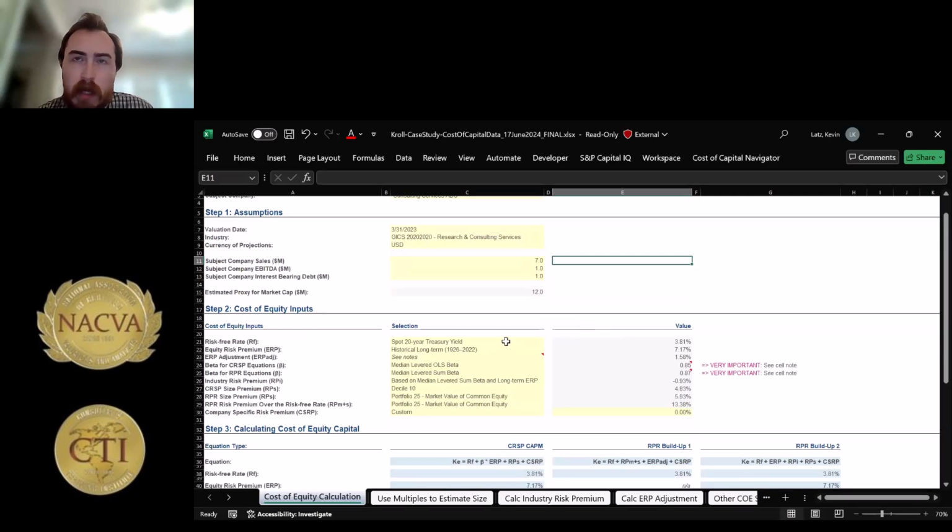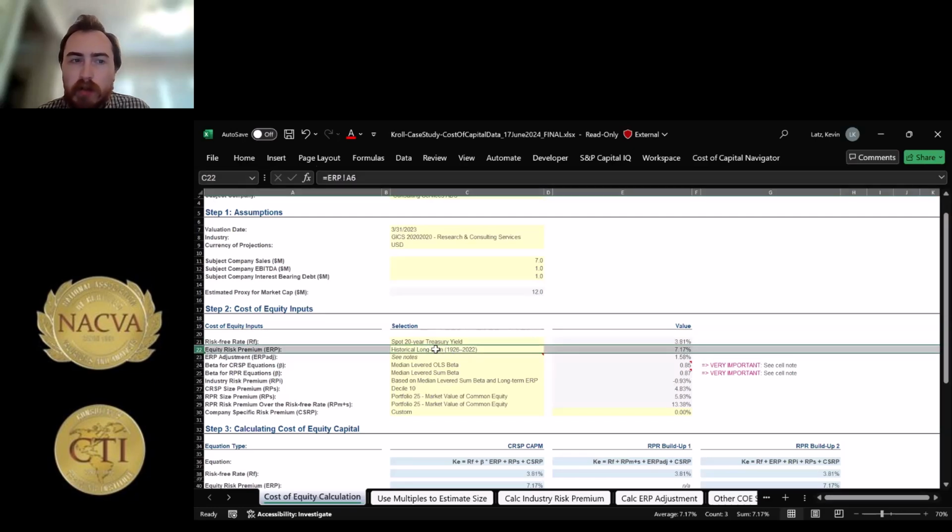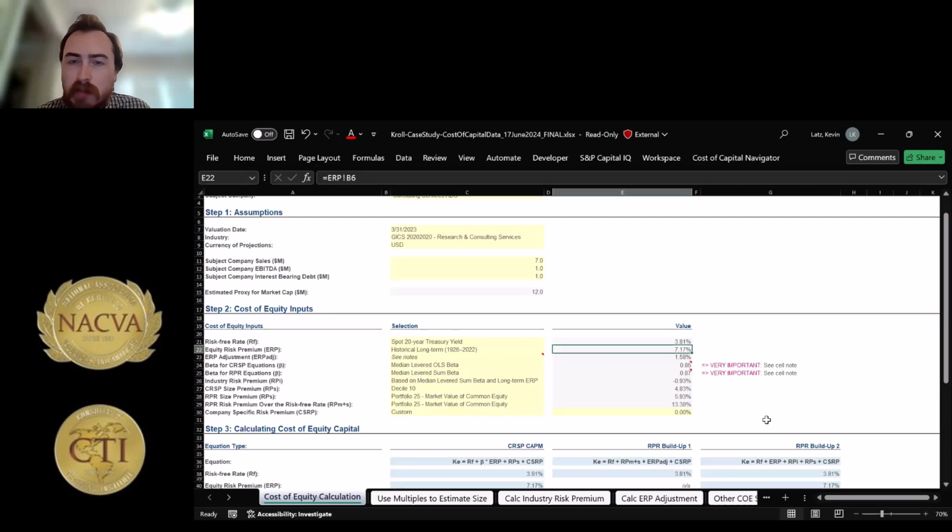Now, what we're going to focus on are the data points that we've selected, our cost of equity inputs. This is the goal of the case study, to estimate cost of equity. So the first thing we can see is the spot 20-year treasury yield that we selected, that's the 3.81%. And then we can see the historical long-term ERP we selected, which is 7.17. Now you can see other data is filled in. Don't worry about that yet. We'll get to it in the rest of the case study. But just focus on the fact that we went into view data, we looked at the risk-free rate and the ERP we wanted, and we've brought them in.